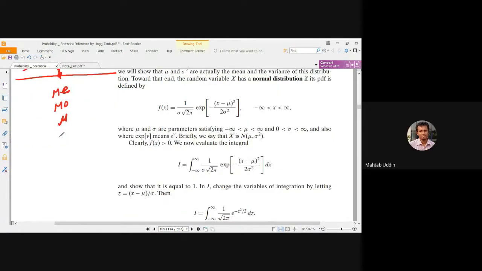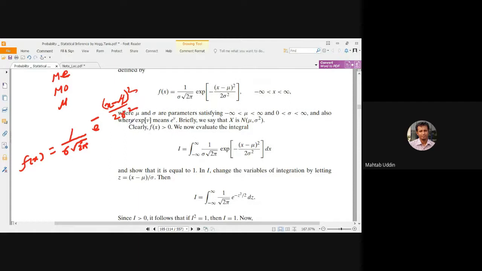In case of the normal distribution, the f(x), I think you know, can be written as 1 by sigma root 2 pi e to the power minus (x minus mu) whole square by 2 sigma square. This is called the PDF of the normal distribution. Here, sigma is the standard deviation, mu is the mean, and sigma square is the variance.